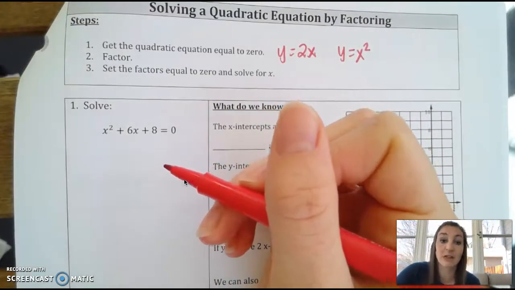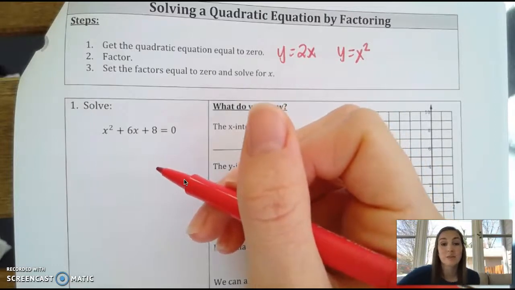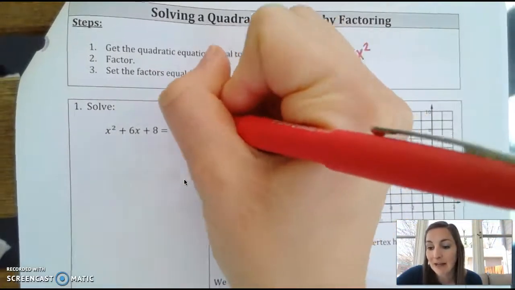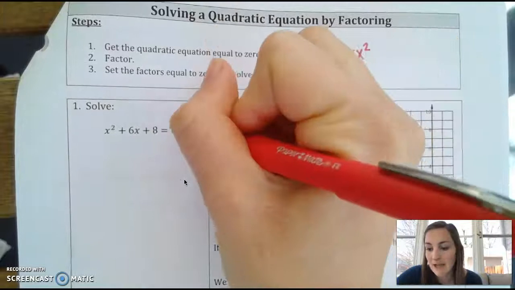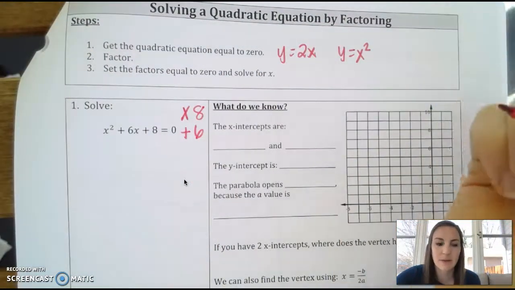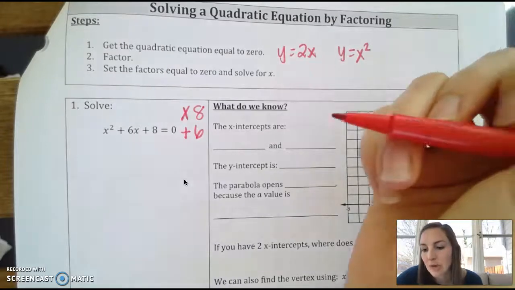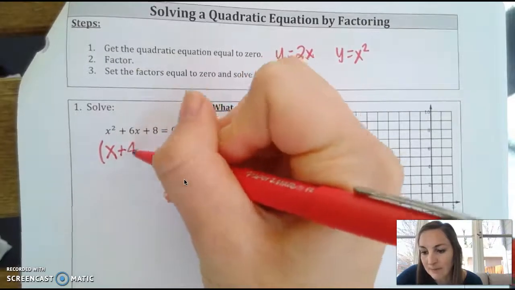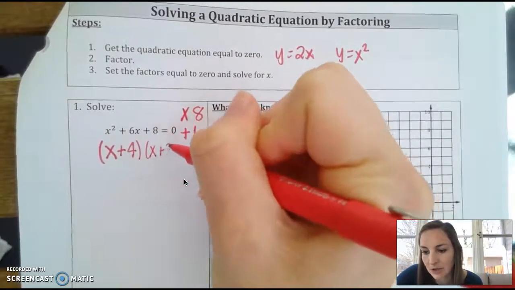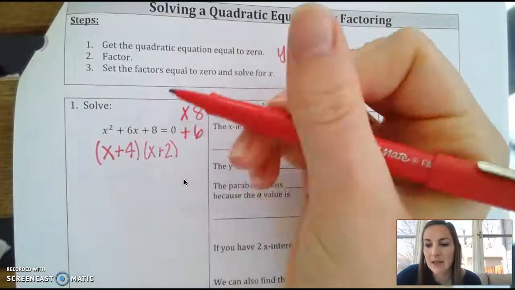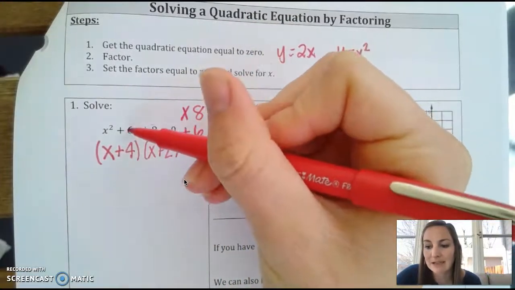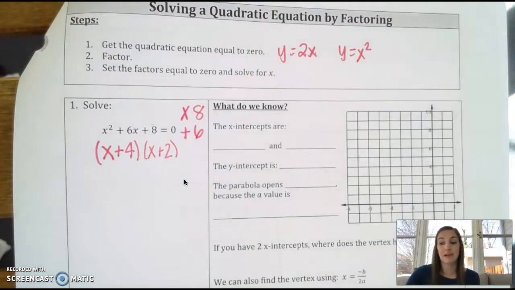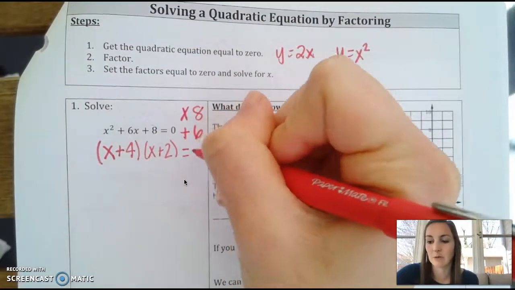A brief reminder on factoring, that's what most of your spiral review is on this week, is reviewing those factoring methods. We're looking for two numbers that multiply to 8 and add to 6. Those two values are going to be x plus 4 and x plus 2. Remember, I can set up my two parentheses with x, and the numbers that multiply to 8 and add to 6 are 4 and 2. Since these are both positive, both values in our parentheses have to be positive. And this is equal to 0.